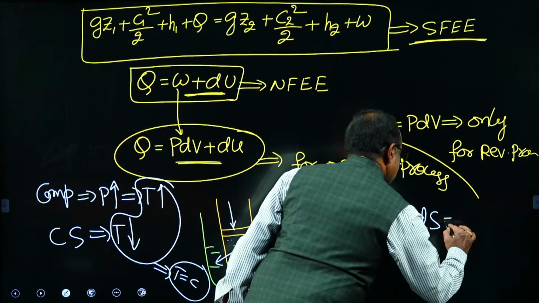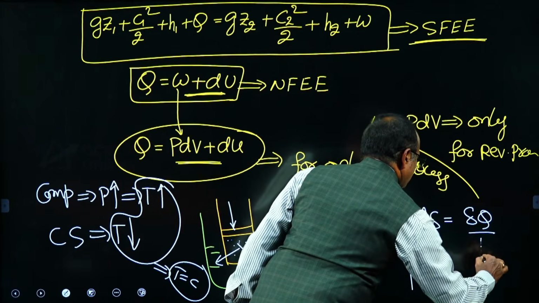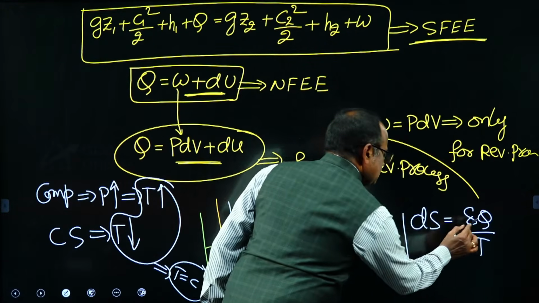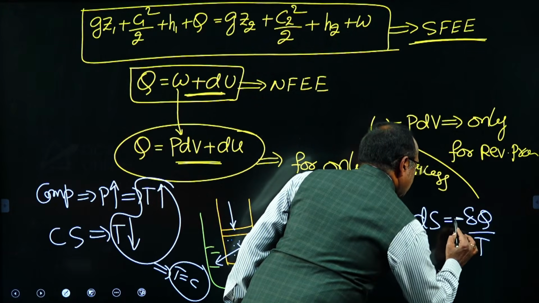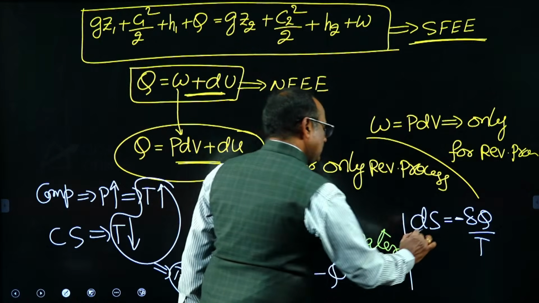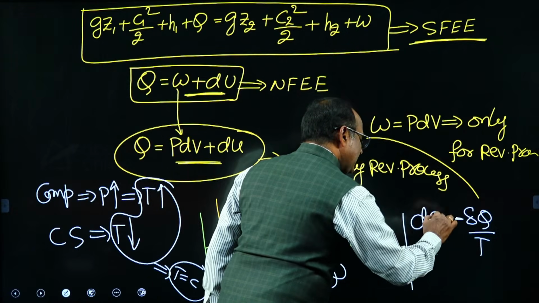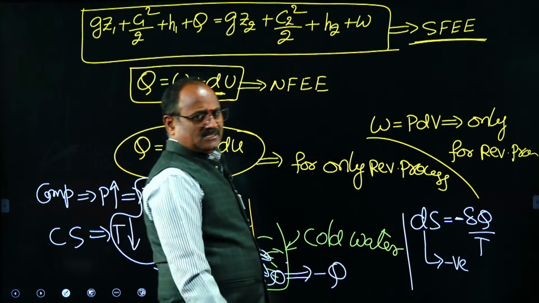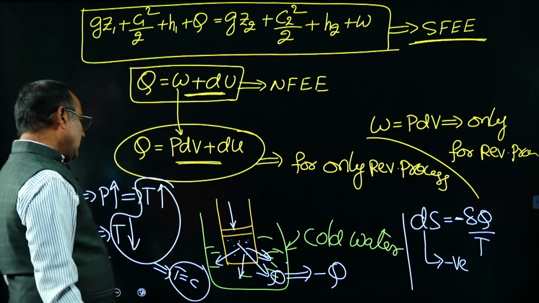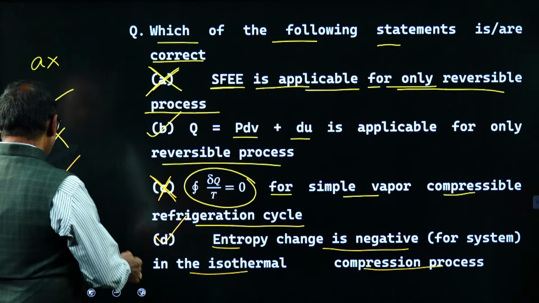Change in entropy dS equals delQ by T. In the isothermal compression process, this delQ is negative. Since delQ is negative for isothermal compression, the change in entropy is negative. Change in entropy negative means entropy decreases. Entropy decreases during the isothermal compression. That's why we have taken option D correct.